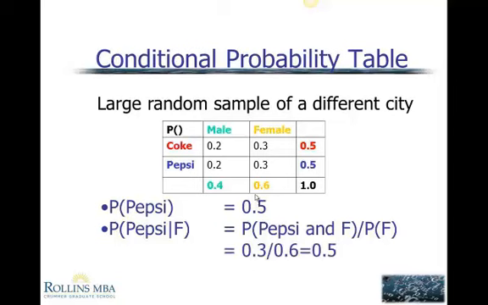And in both of these cases, it'll be exactly equal to 0.5. So therefore, in this particular sample, we would say that cola preference and gender seem to be probabilistically independent of each other.